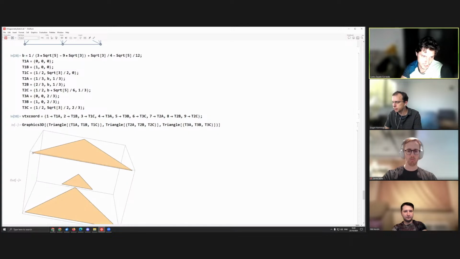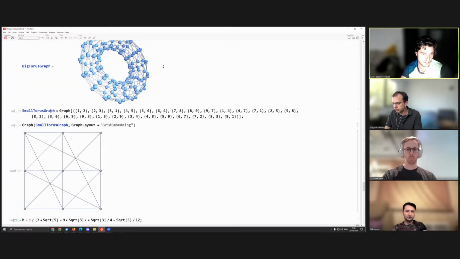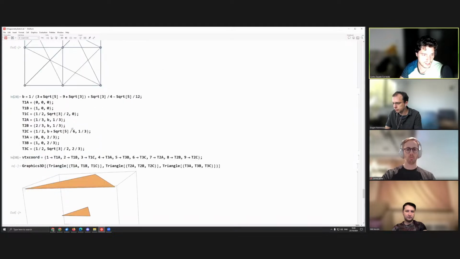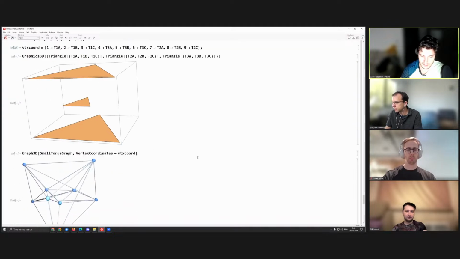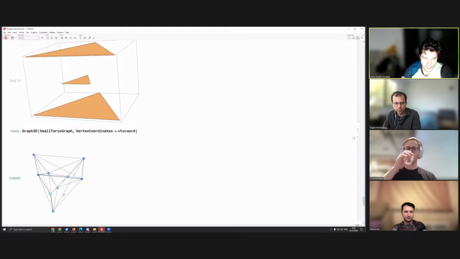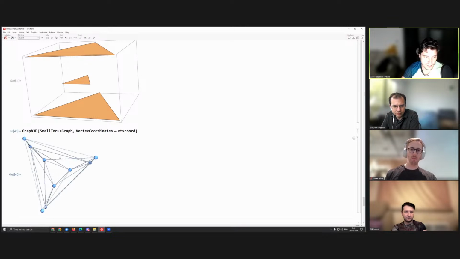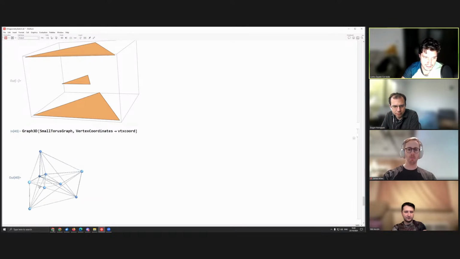So you go from this one, you're going to trace a line to there, and then to there, and then to there. So the way this looks is you just define this as a graph, and then you make it graph 3D, and this is what you get, right? So you can note that there's a hole, right?